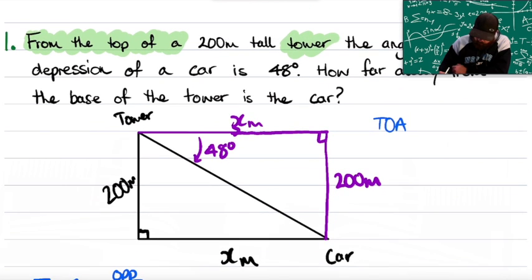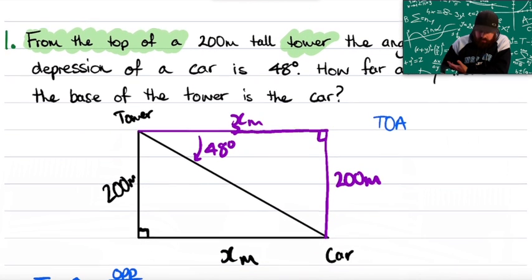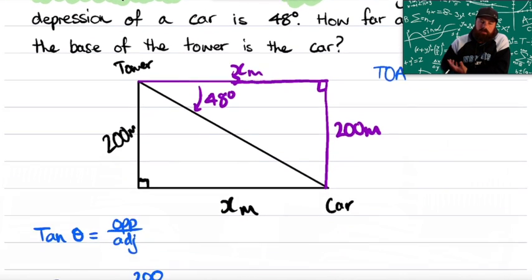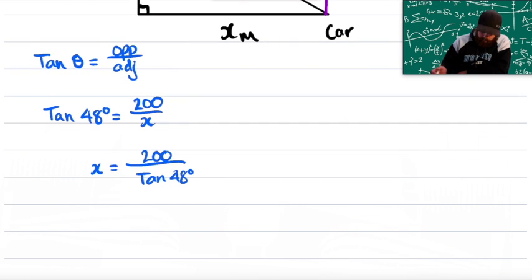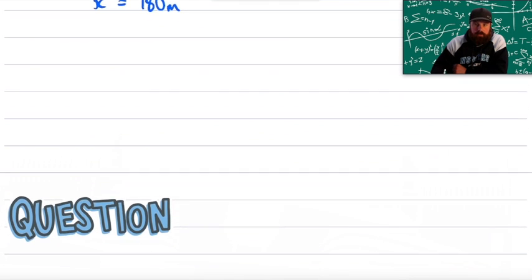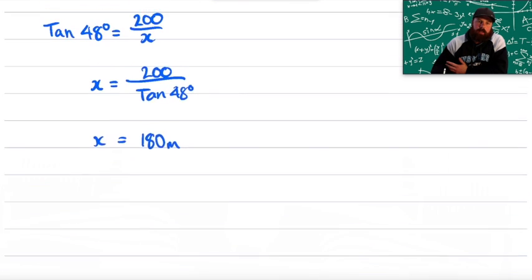What did we have to round our answer to? It doesn't tell us, so let's round our answer to the nearest meter. So when we plug that in our calculator, we're going to get 180 meters. All right, 180 meters. That's our example done.